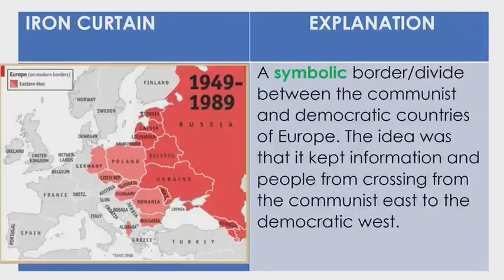When we speak about the Iron Curtain, grade 12, it's so important for us to realize that the Iron Curtain is not a physical curtain, right? The Berlin Wall is a physical wall. It is a physical structure that stands there. But the Iron Curtain is a symbolic border. It's the symbolic border or divide between the communist and democratic countries of Europe. The idea was that it kept information and people from crossing from the communist East to the democratic West.